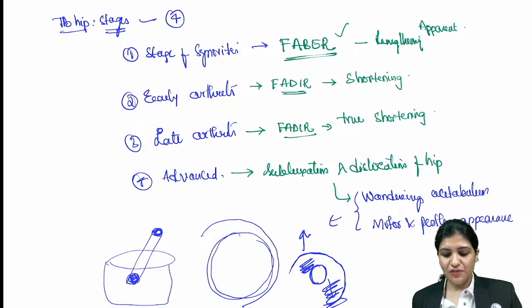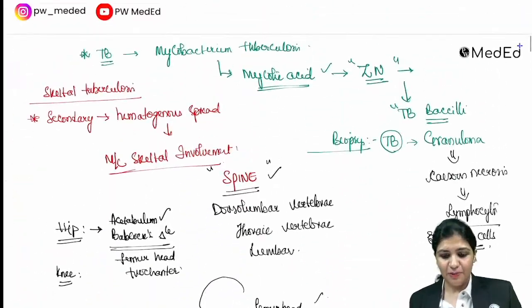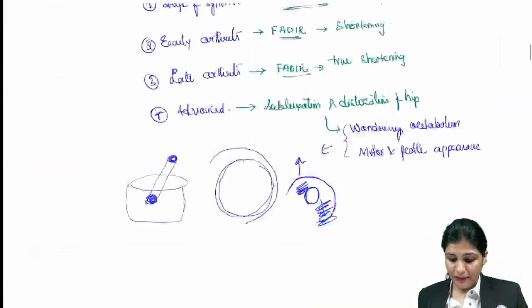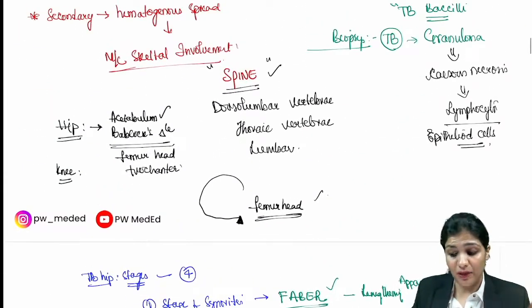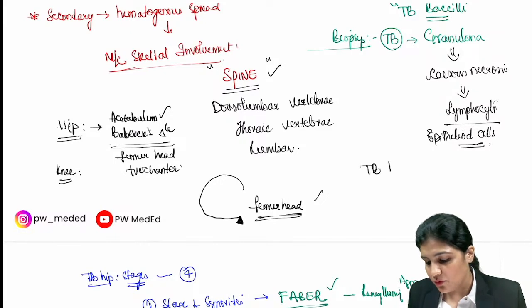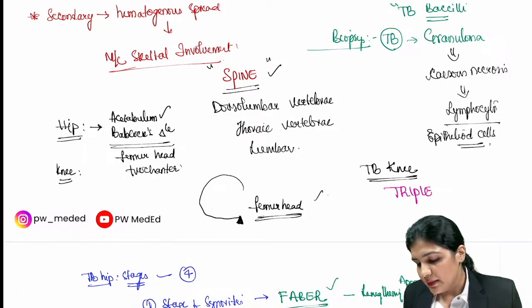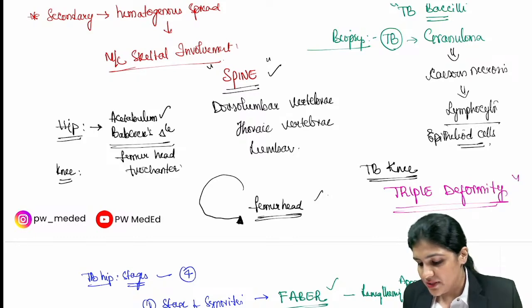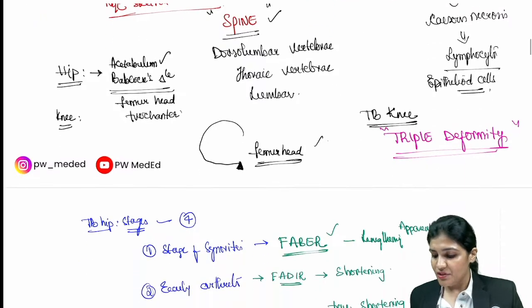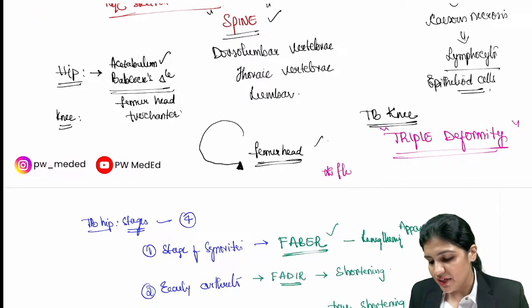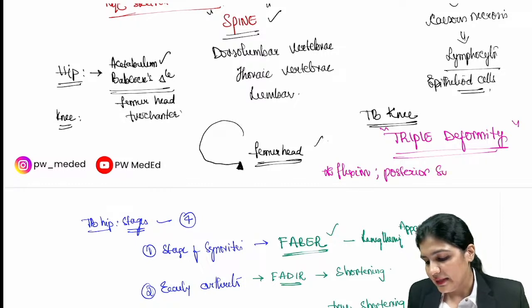So these are the 4 stages of the TB hip, and yesterday we discussed a little bit of TB spine. Coming to the TB knee, I'll just add one word about TB knee that will complete your whole chapter of TB, right? In TB knee, the most important thing you have to remember is the triple deformity of the knee. What are the components of this triple deformity? First you see flexion, then posterior subluxation, and then internal rotation of the tibia.